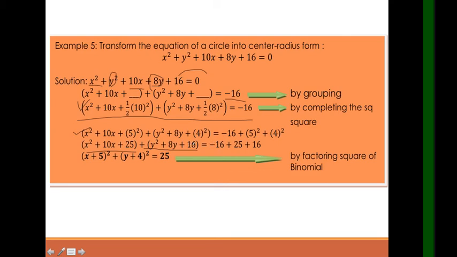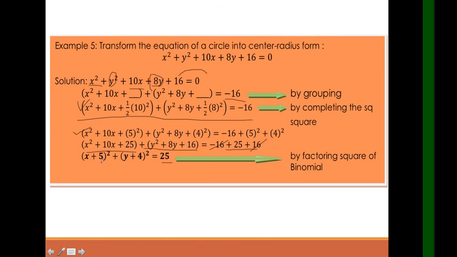I'm sorry, I will take them. So it becomes plus 25 and also plus 16. So, this is what we call the addition property of equality. Whatever you did here, you also put there. So we have 25 plus 16 minus 16. So we cancel these two 16s because they equal 0. What remains is 25. Now, what is the factor of x squared plus 10x plus 25?